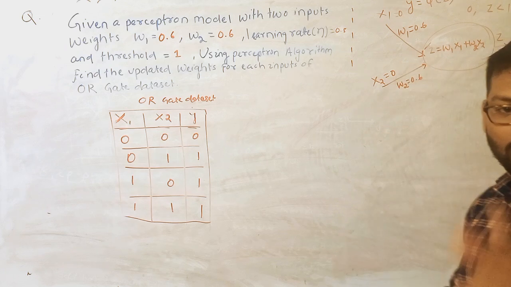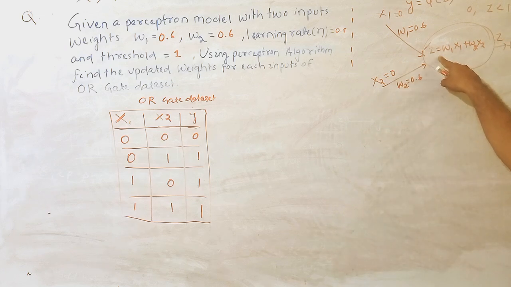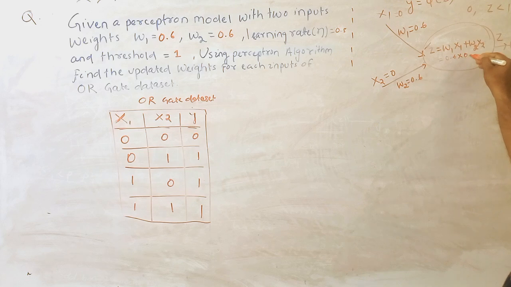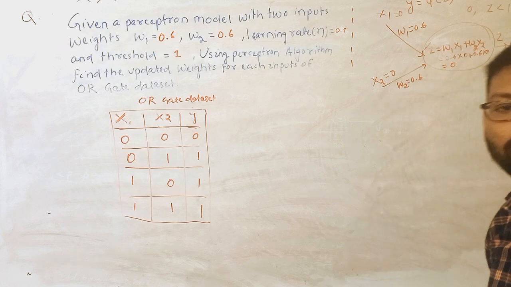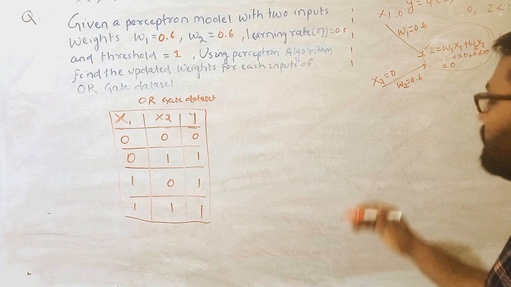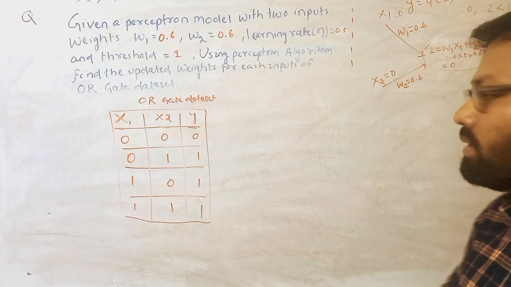Now the job is to find the z value. Z is equal to W1, which is 0.6, times 0 plus 0.6 times 0, which is equal to 0. So now the z value is 0. How do we find the predicted output using the activation function? The activation function says that if the z value is less than 1, the output is 0. Since 0 is less than 1, the output is 0. So for this case you got the predicted output 0.